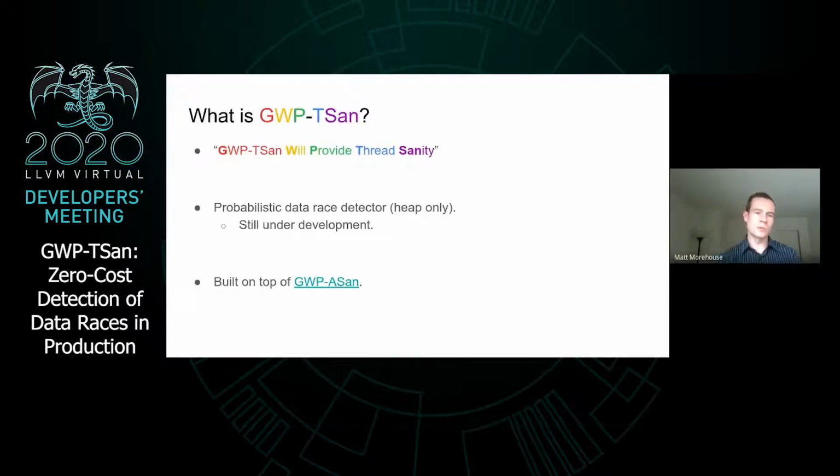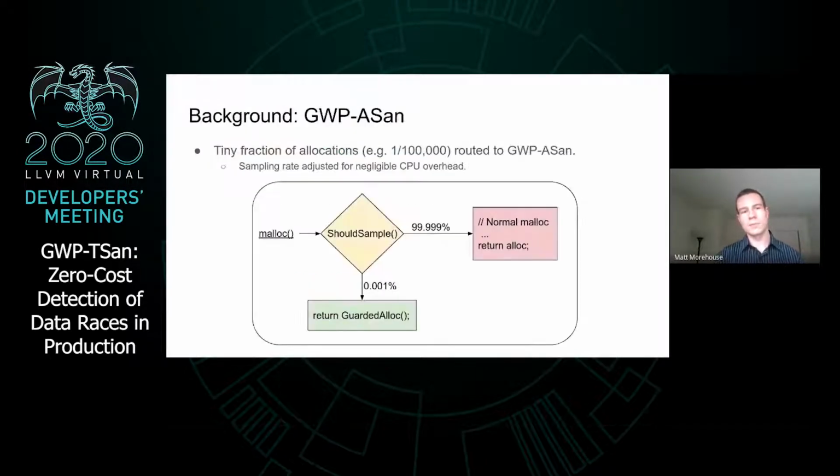GWP-TSan is a recursive acronym. It stands for GWP-TSan Will Provide Thread Sanity. More specifically, it's a probabilistic data race detector that we're working on, built on top of GWP-ASan. Now, GWP-ASan integrates with whatever memory allocator you use. You simply sample a tiny fraction of allocations to GWP-ASan, and by adjusting this sampling rate, you can achieve as low overhead as you want.